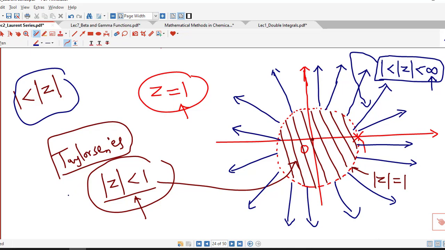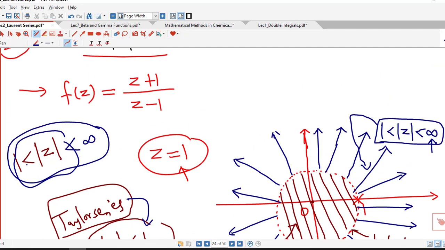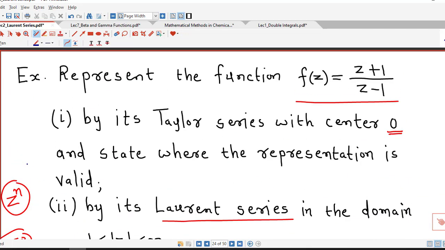So our function is analytic in the open disk mod z less than 1. So in this open disk we can represent the function as a Taylor series. Now our function is analytic in this annular domain. So in this domain we can represent our function as a Laurent series. So we will do both the sub parts one by one.